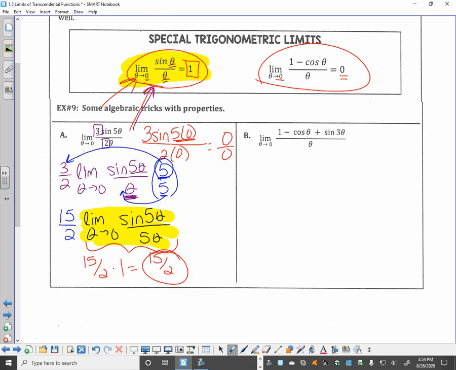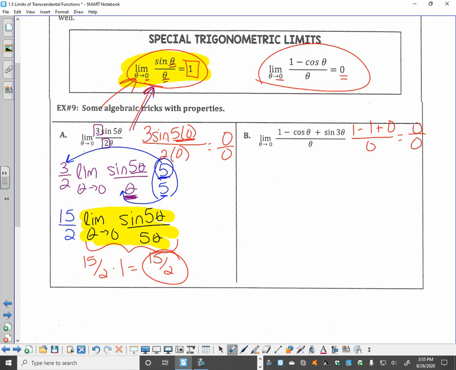Okay, for B, I can already see I'm going to get a 0 on the bottom. 1 minus cosine of 0 is a 1. Sine of 3 times 0. Sine of 0 is 0. And that gives me 0 over 0, which is indeterminate. Okay, so now I got to be sneaky. This is over a single term. So I can pull this apart.